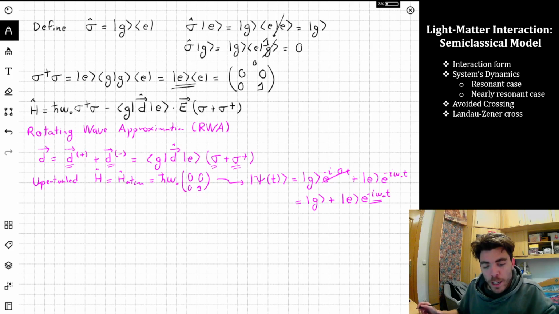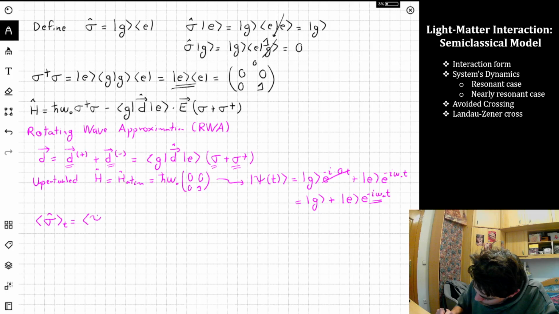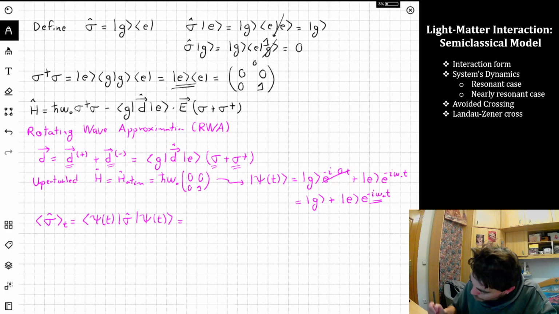Alright, so what is the mean value of sigma? The mean value of sigma depends on t, and it is just psi of t, sigma, psi of t, by definition.